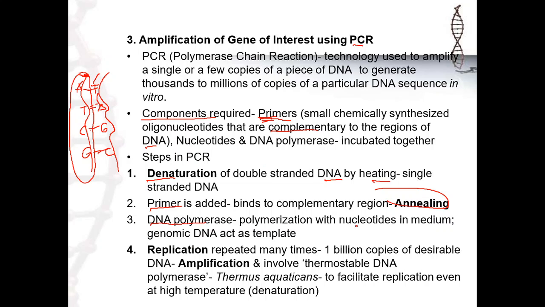Polymerizations with nucleotides in a medium, where genomic DNA acts as template. For example, with this single strand as a template, when you polymerize it, the single-stranded DNA is completed using the DNA polymerase, so the missing part is filled in and the strand of DNA is extended. When you add a primer, the missing partner strand is completed. Once you add DNA polymerase, that strand is extended.